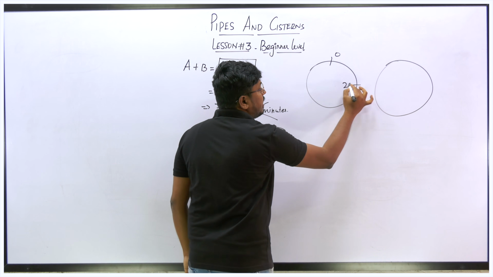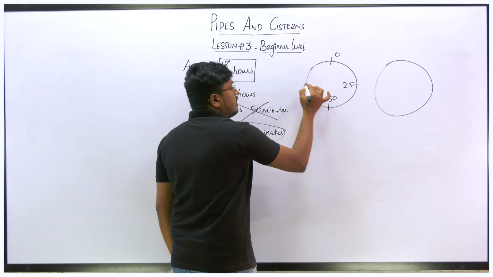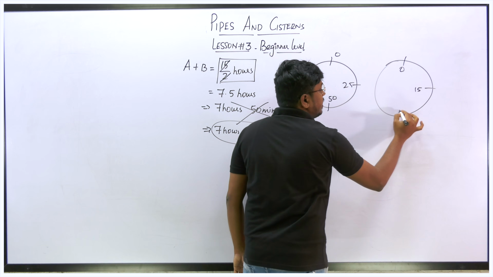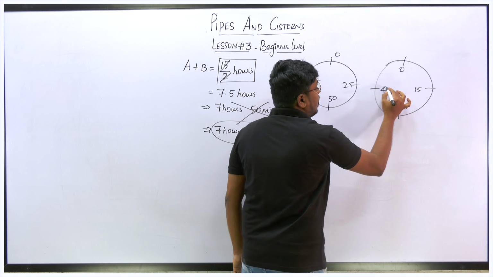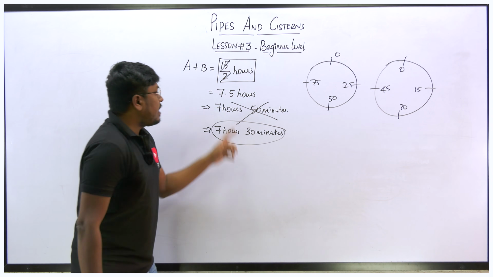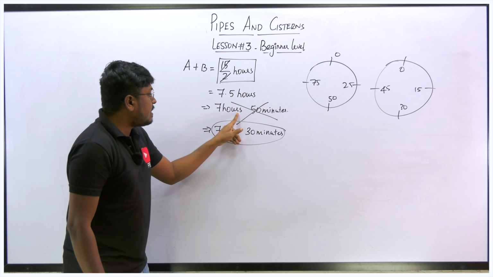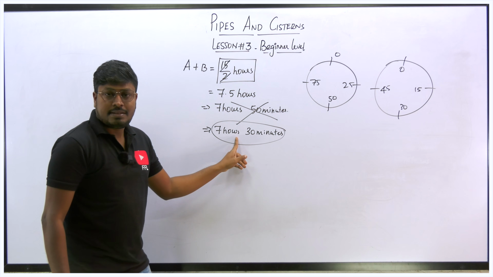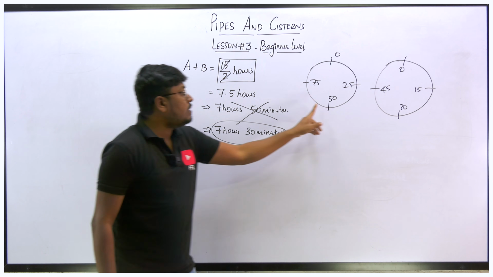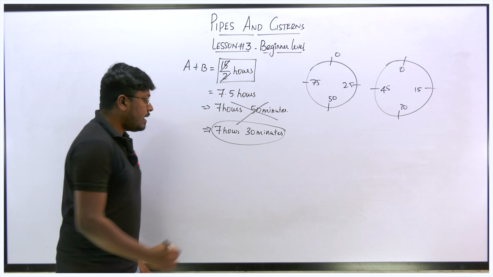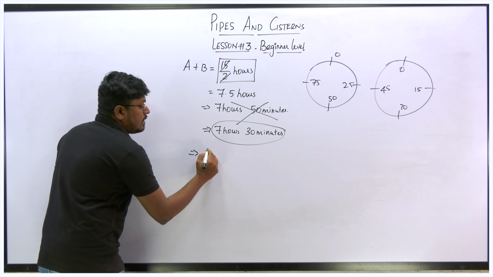So this will be 25, this will be 50, and this will be 75. This will be the actual clock: 0, 15 minutes, 30 minutes, 45 minutes. For example, if you are getting 7.5 hours, the meaning here is 7 hours and 0.50, so 0.50 will be 30 minutes.